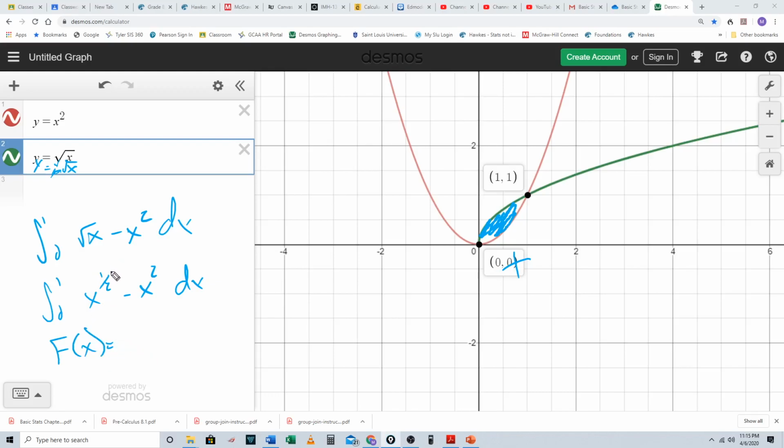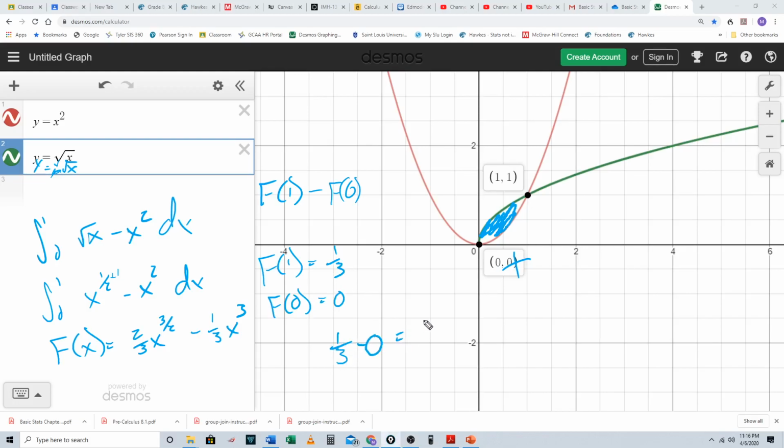equals, if you add 1, you're going to get 3 halves, so 2/3 x to the 3/2, minus 1/3 x cubed. And again, if you do f of 1 minus f of 0, it's always f of the upper bound minus f of the lower bound. Where f of 1 is equal to 2/3 minus 1/3, so 1/3. F of 0 is 0, so 1/3 minus 0 is 1/3. So that is the area between them. Isn't that nifty?